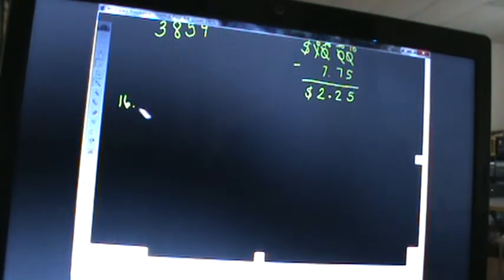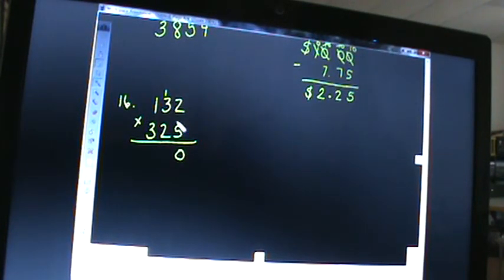16. 132 times 325. 5 times 2 is 10. 5 times 3 is 15 plus 1 is 16.